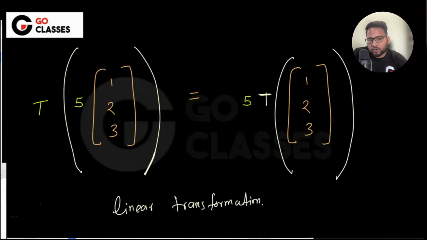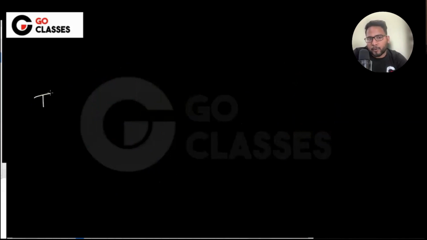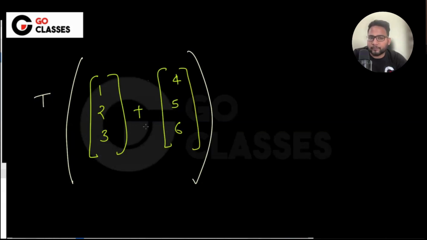Okay, so don't worry, it will be clear in just a few minutes. Let me give you one more property. Let's suppose you have two vectors, maybe one is 1 2 3, another one is, let's suppose, 4 5 6. Then you take the transformation after addition, or you take the transformation separately and then you add them later on.